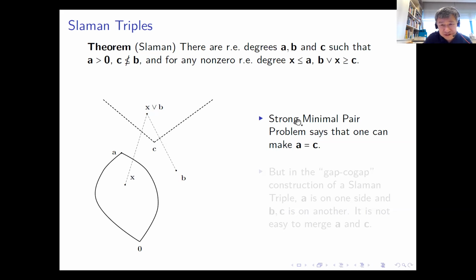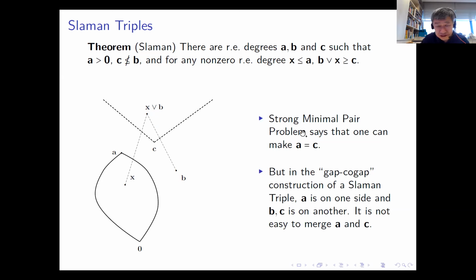Okay, but to do this, actually there are technical difficulties, because for those who know the construction of Slaman triple, it used the so-called gap and co-gap construction. So during the gap, you allow elements to enter A, but you restrain both B and C. And in the co-gap, you do the opposite. You restrain A and allow elements to enter B and C. So in some sense, A is on one side and B and C are on the other side. So you never change A and BC at the same time. But if you want to construct a strong minimal pair, you would rather put C and A together. So there are technical difficulties to do that.